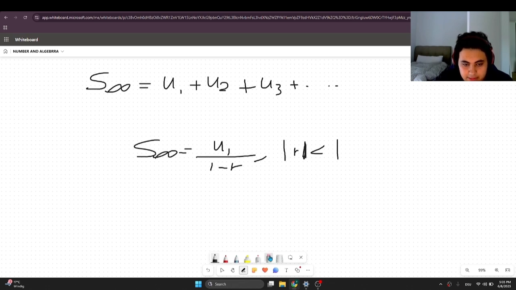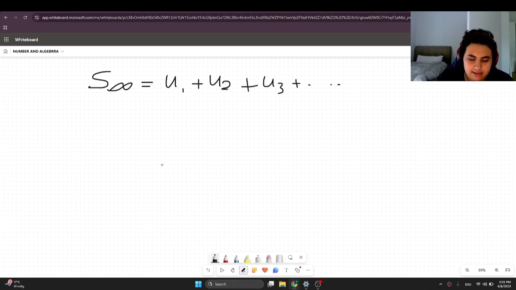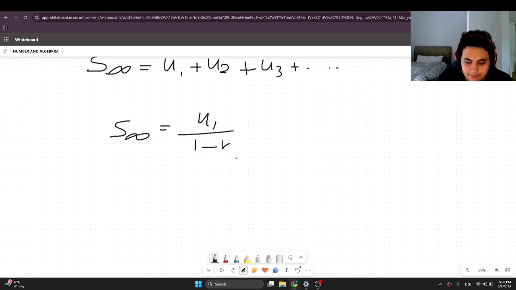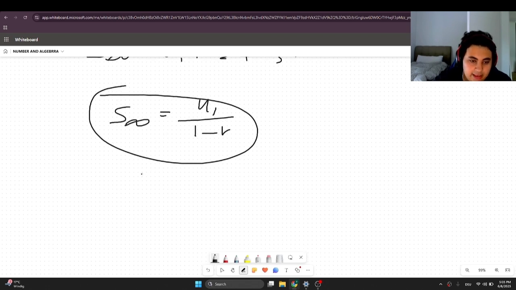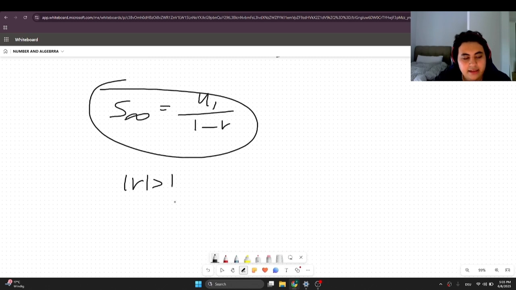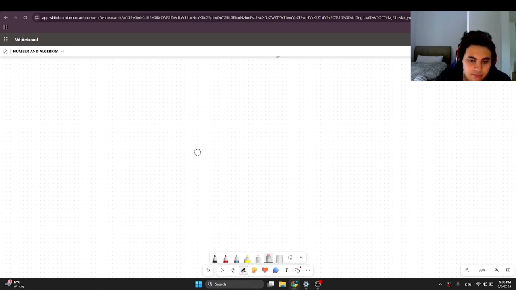So why is it like that? Let's see. So S infinity is equal to u1 divided by 1 minus r, right? This series, we say that it converges, okay? But if r is greater than 1, then the series diverges, all right? So we need to prove these formulas as well, or why it is so, okay?